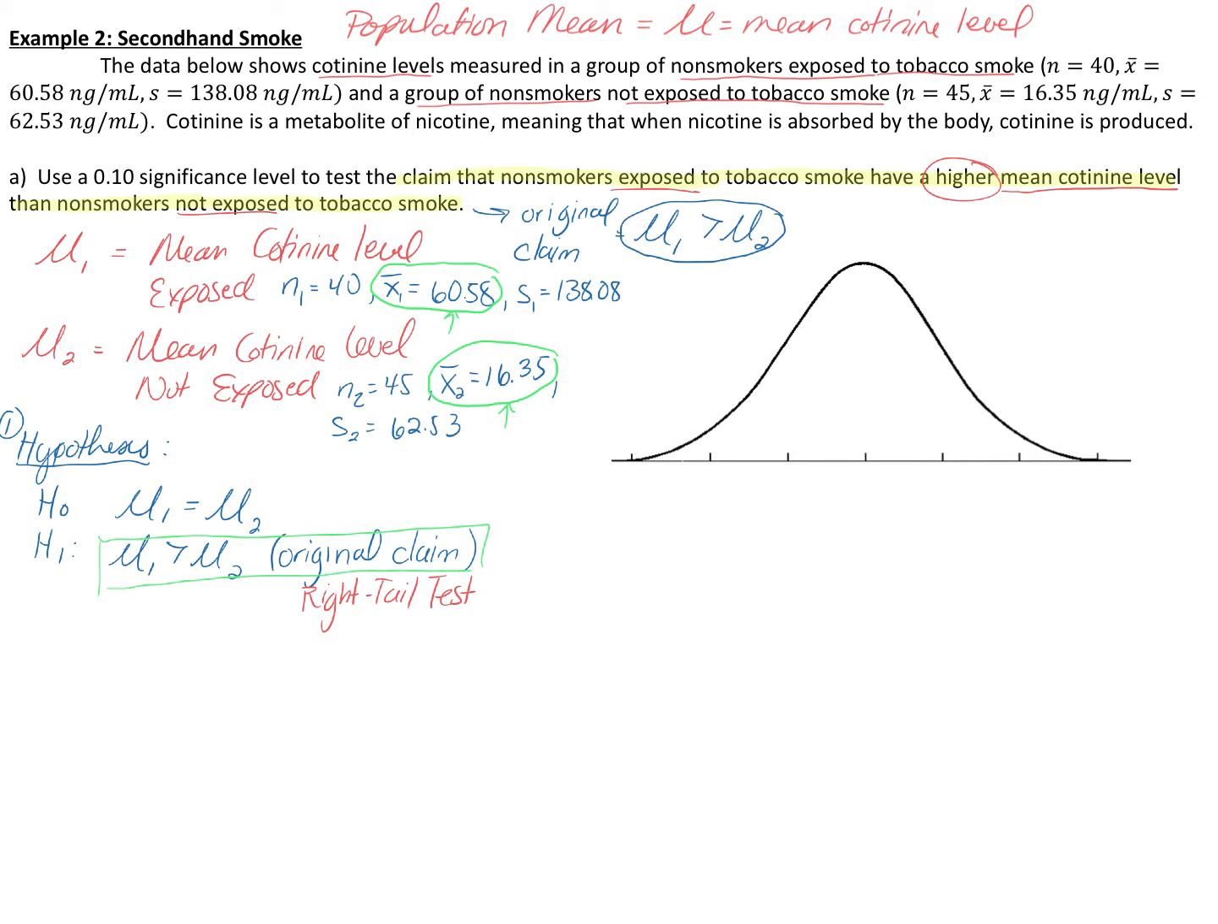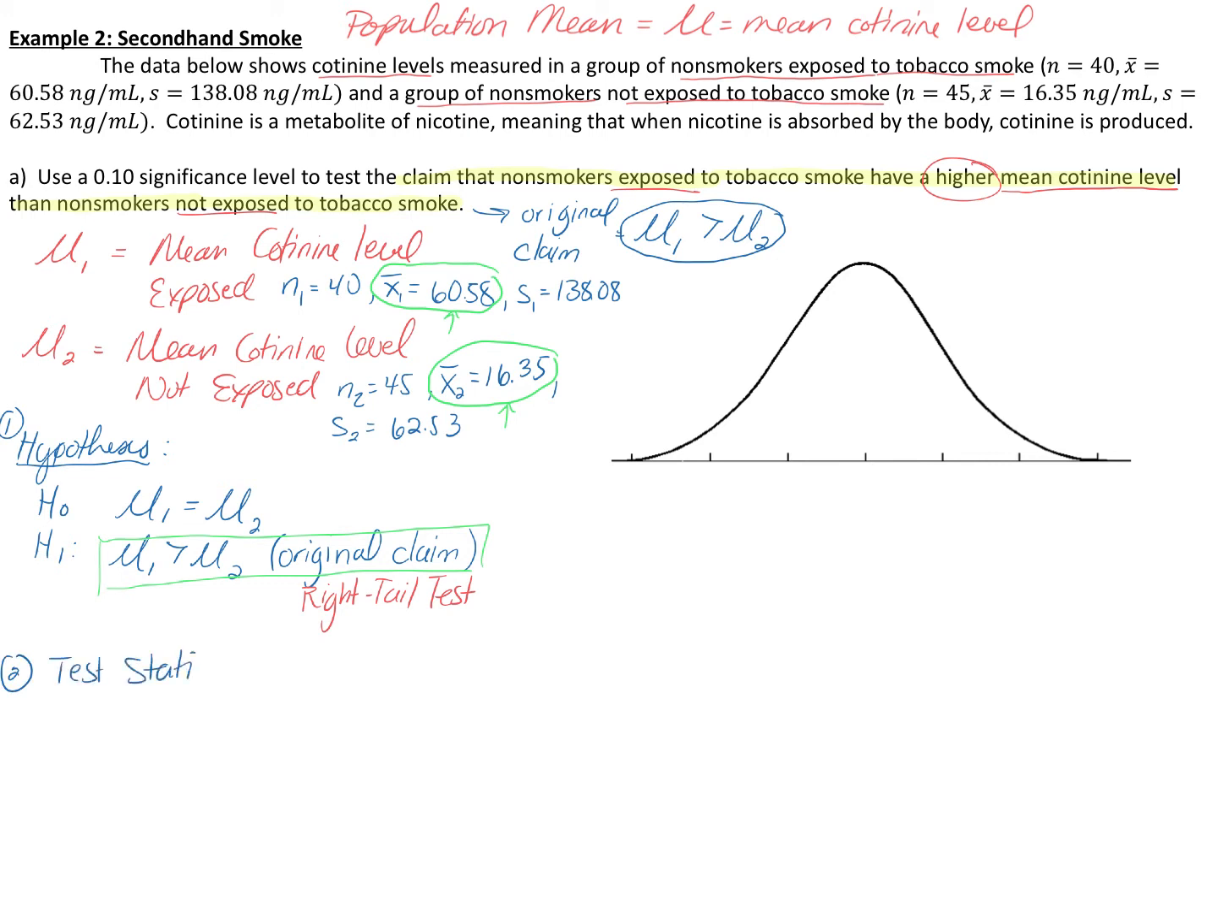that the cotinine level is higher for those exposed to tobacco, but we need to know if this difference is statistically significant or not. We want to make sure that we don't just see the difference because of the samples we happened to obtain. So to do this, we have to go through the hypothesis test and calculate a test statistic for the difference of the two sample means. That's the second step. We're going to calculate our test statistic.